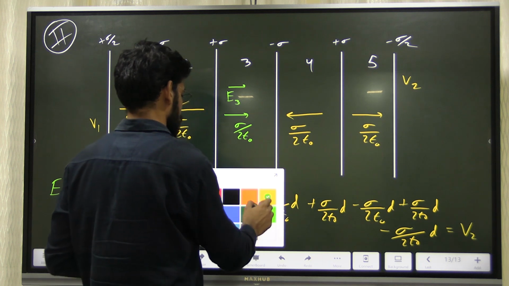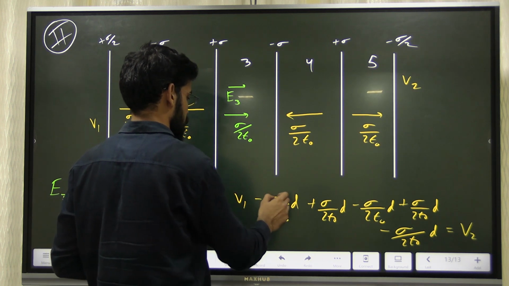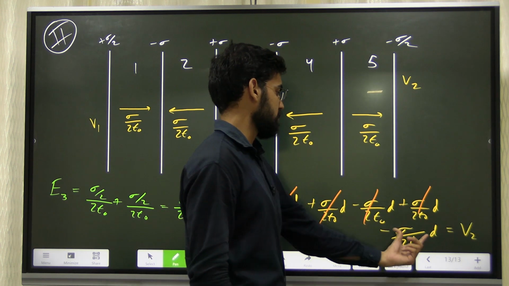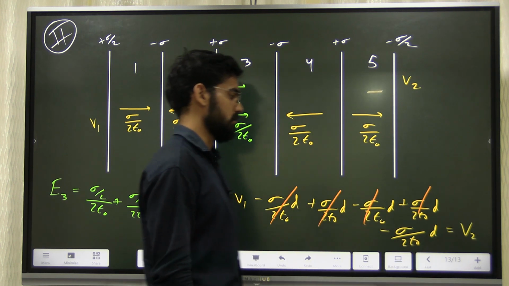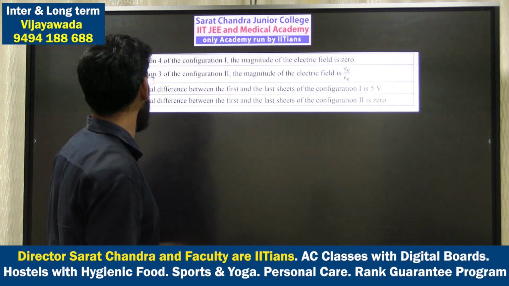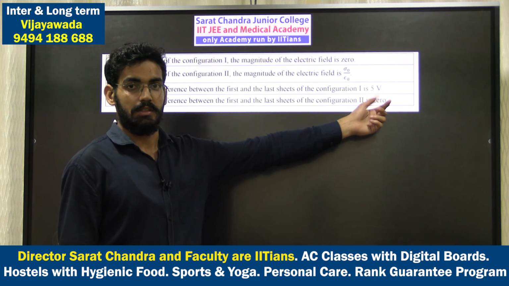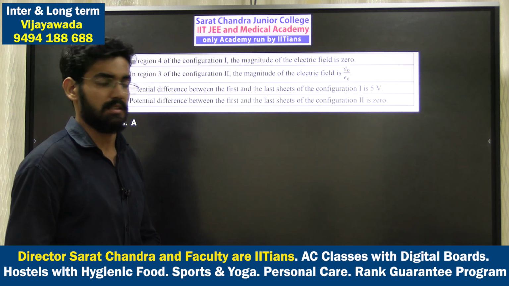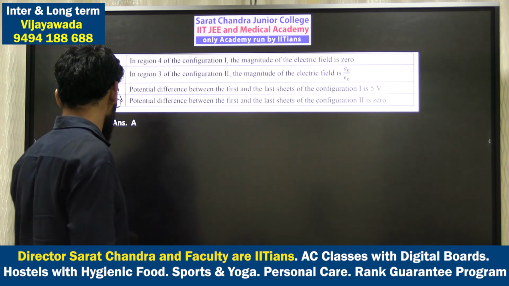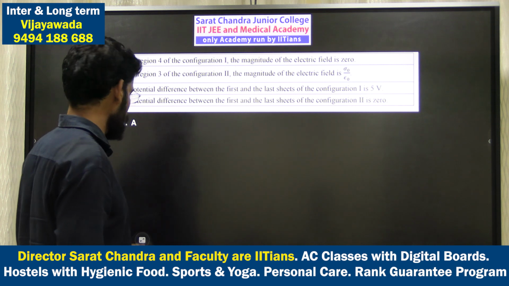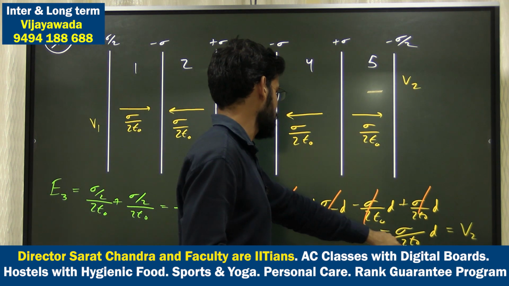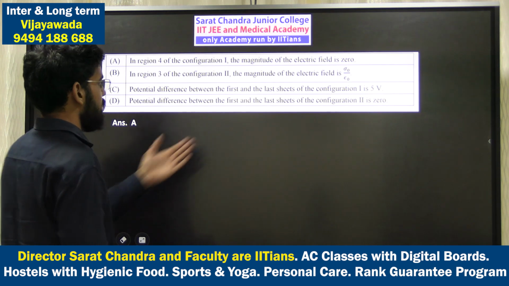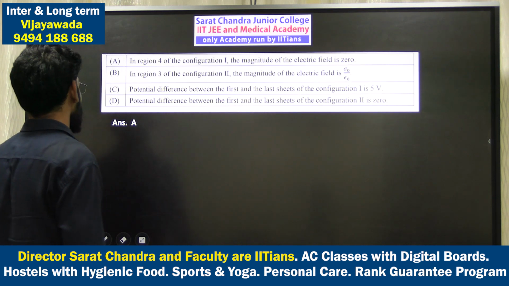So if we see here, clearly we can see that this value cancels out, this cancels out, but V1 minus V2 has this value, sigma by 2 epsilon naught into d, right? So in option D, he is saying 0, that is non-zero, right? So we will say that is not the correct answer, right? Because he is saying 0, we are getting some value, sigma by 2 epsilon naught into d. No need to even calculate because he is saying 0, so he is wrong, right?